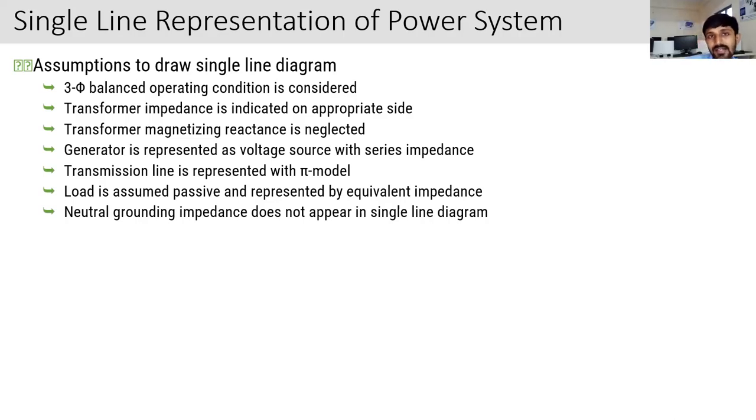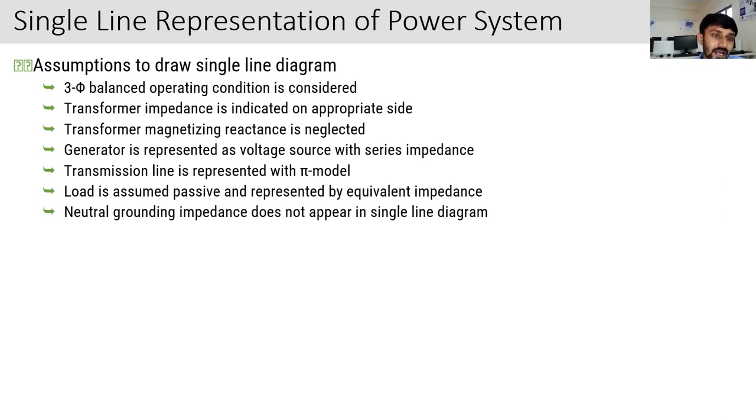The second one is that the transformer impedance is indicated on the appropriate side. Whenever a transformer is connected to a transmission line, first of all we have to decide which side we consider first in the single line representation. If we consider the primary side first, we indicate the appropriate impedance on the primary side, and likewise, if we use the secondary side, we indicate the appropriate impedance on the secondary side. This topic is the most important: which side we indicate the impedance of the transformer.